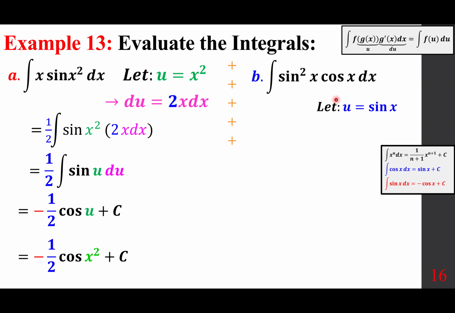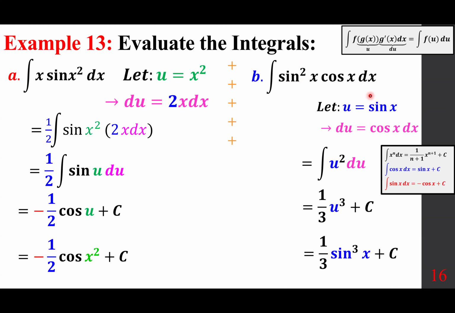Having said that, if the u is sine, the derivative is cosine, and the du is cosine x dx. So this is u squared, this is du. And so the answer is 1/3 u cubed plus a constant. You replace the u with sine, and you get 1/3 sine cubed x plus a constant.